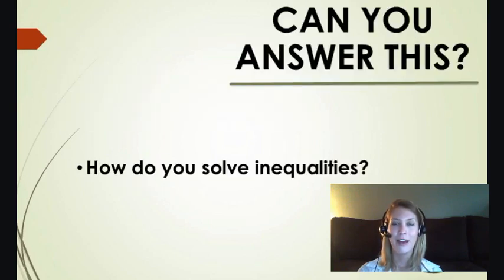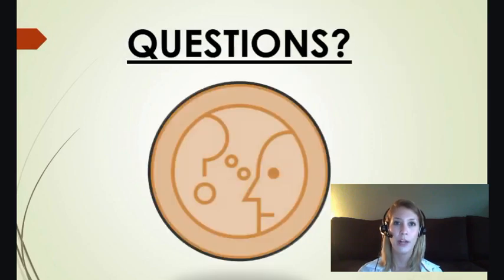Alright guys, we're at the end of our lesson, and you should be able to answer this question. How do you solve inequalities? If you have any questions regarding the lesson on solving inequalities using addition or subtraction or multiplication or division, don't hesitate to let us know, and don't forget to answer the questions below.